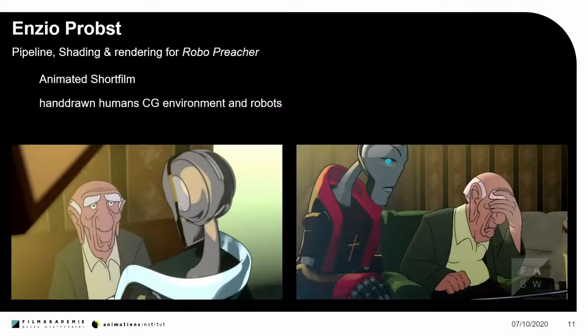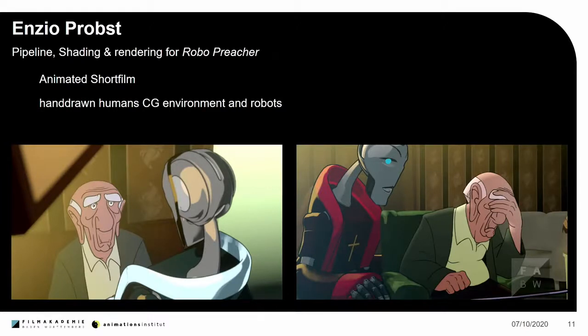You can define custom density cross sections for them and define fall-offs for them and have a lot of control by this. So the next project I want to present is Robo, which is the working title. It's an animated short film which is a combination of hand-drawn humans and CG environments and robot characters.